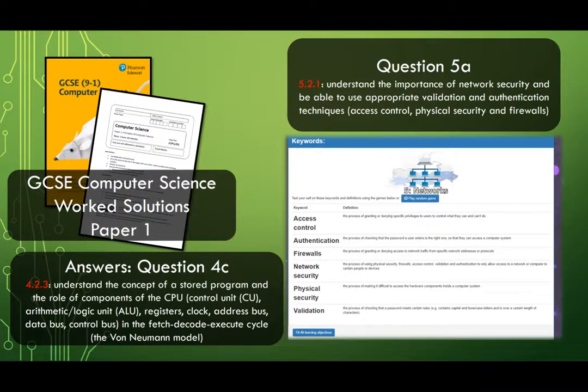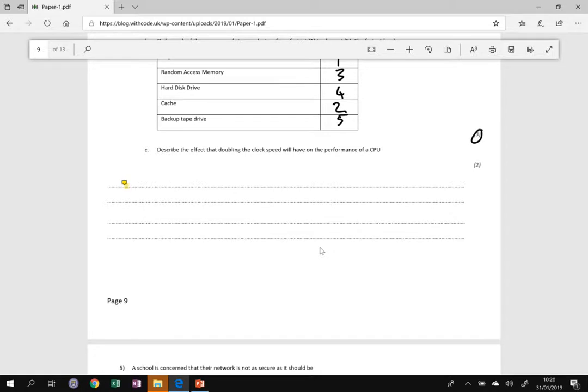Thanks for watching this 13th video in a series of worked solutions for Edexcel GCSE Computer Science. In this video we're going to go through how to get to the answer for question 4c, which is about increasing the clock speed of a CPU and what that means. Then we're going to talk through the keywords and the concepts for question 5a. Remember, you can download this past paper from the link in the description underneath the video.